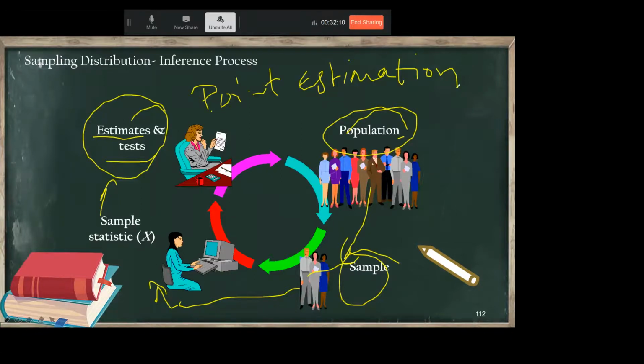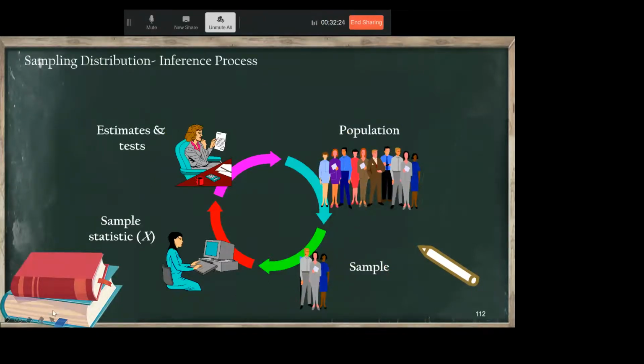So we can do it either through point estimation, or we have already learned interval estimation. Point and interval estimation.